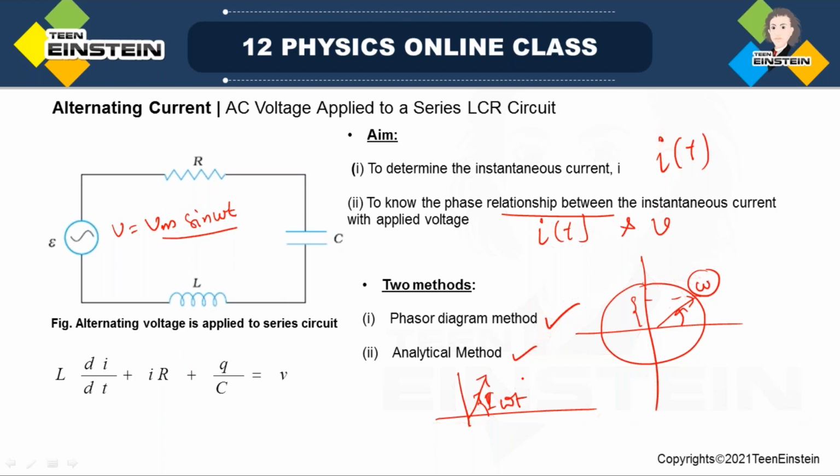That means you have to solve a differential equation, using some intuitive knowledge of this circuit, and then find out the current. In both ways we are just going to find out the current and the phase relationship between current and voltage. So these are our two topics of discussion. One is the phasor diagram method, using which we can calculate the current in this LCR series circuit when we apply an AC voltage to it.